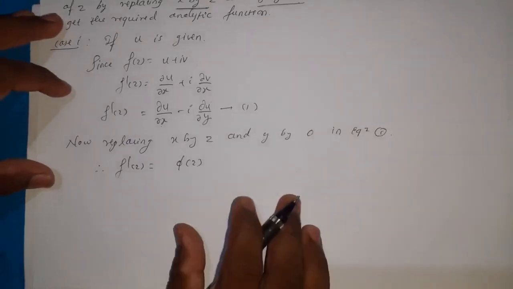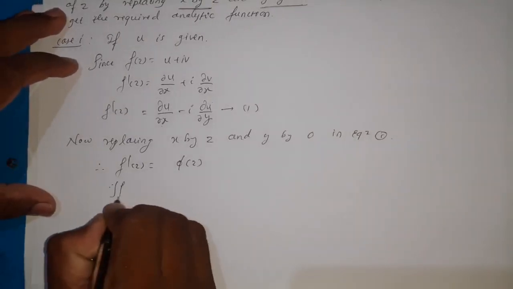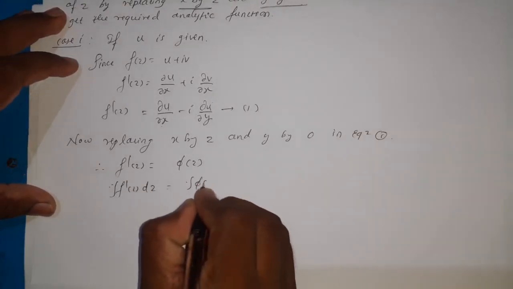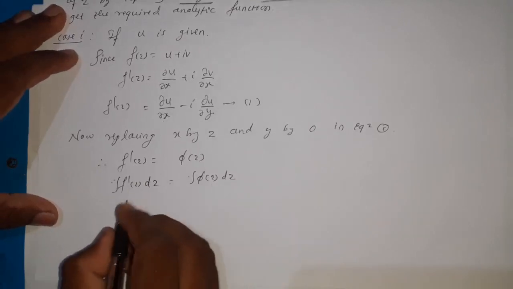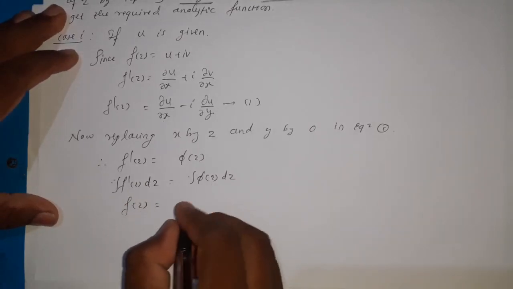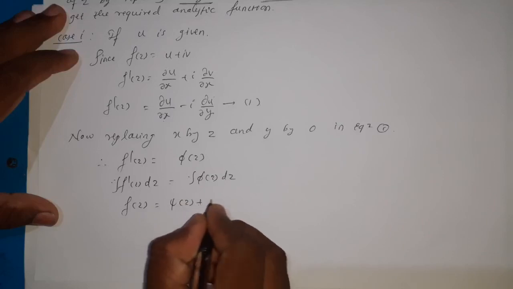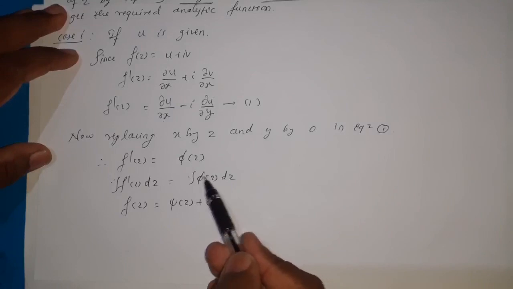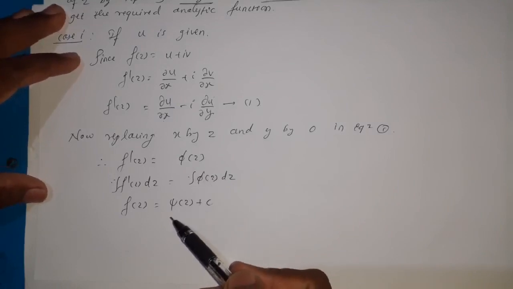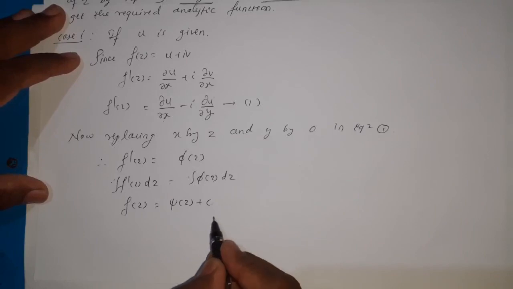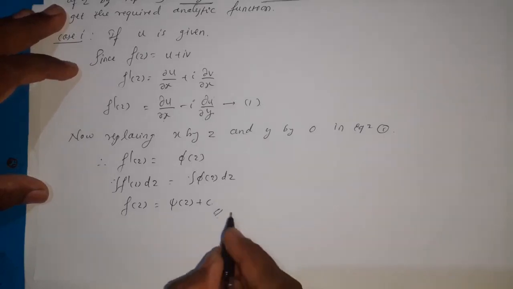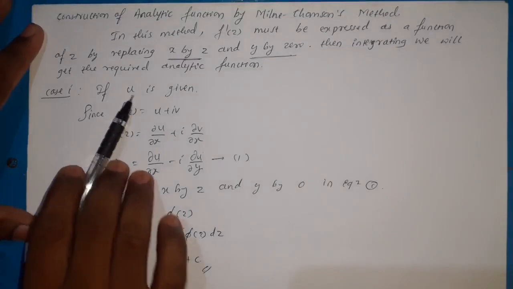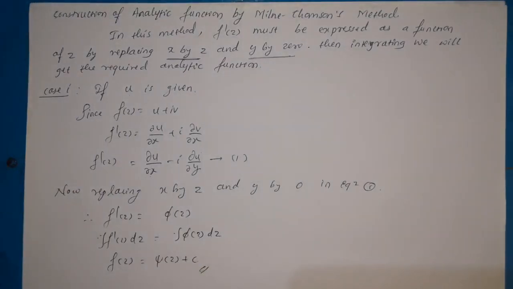Then integrating on both sides, integration of f dash of z dz equals integration of phi of z dz. Therefore f of z equals psi of z plus c. Since it is any function of z, its integration can be written as psi of z plus c, which is the required analytic function. Here u is given, so by using this u we are going to find the required analytic function.